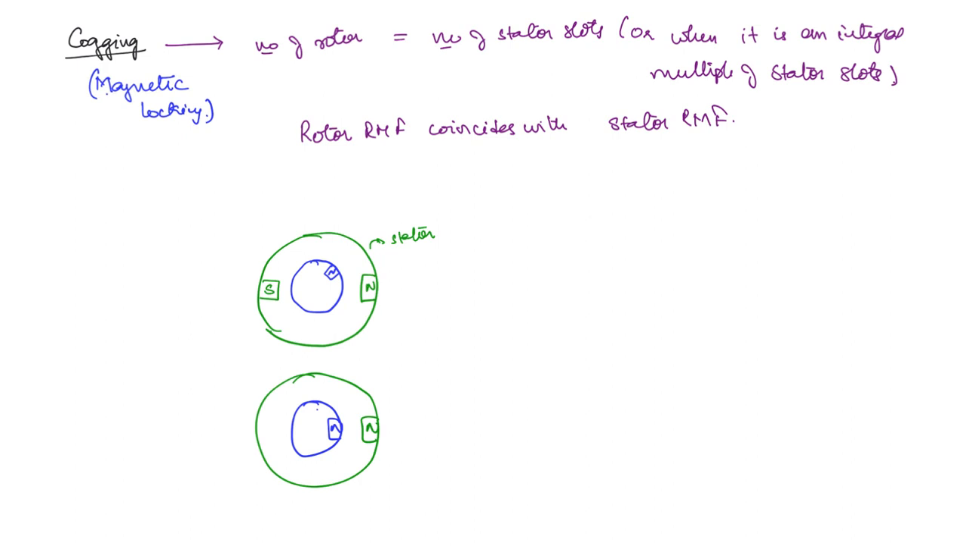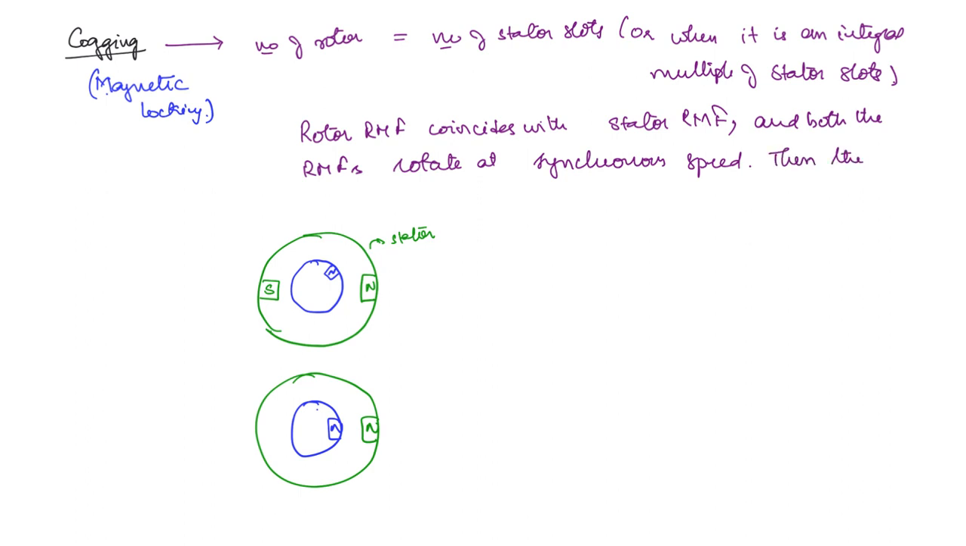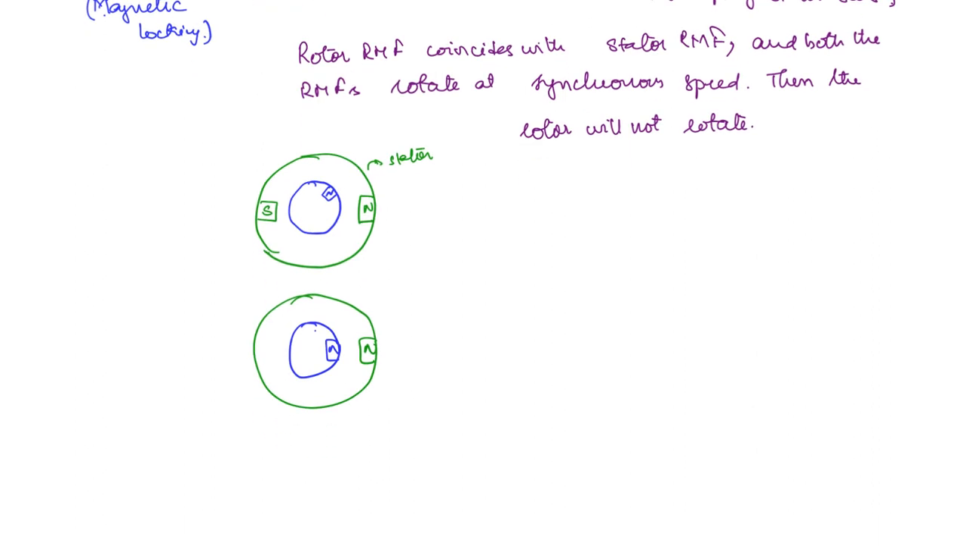So you can write, since the rotor RMF coincides with the stator RMF and both the RMFs rotate at synchronous speed, then the rotor will not rotate. So now how to avoid cogging? We simply shouldn't let this happen. That is, the number of rotor slots should not be equal to the number of stator slots or an integral multiple of stator slots.